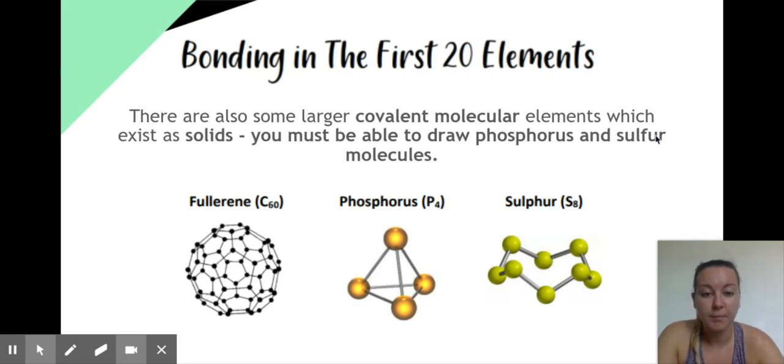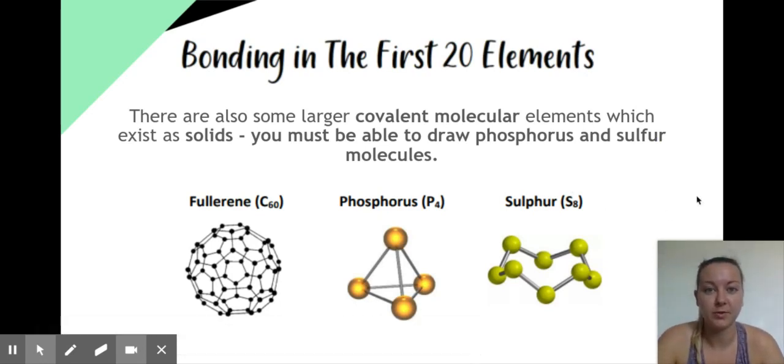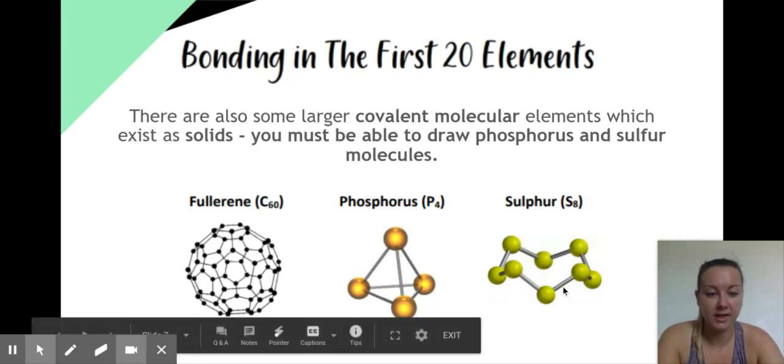Now you are going to have to be able to draw these structures. Phosphorus is quite simple. You just draw a kind of triangle at the bottom with your bonds pointing up to the last one at the top. Sulfur, what I like to do is draw a big W and a small w above, and then just join up the edges, and that gives you what's called a puckered ring shape. It kind of looks like the Batman symbol, or some would argue the Wonder Woman symbol. You can draw it however you like, as long as it looks like that and it has 8 sulfur atoms in the molecule.